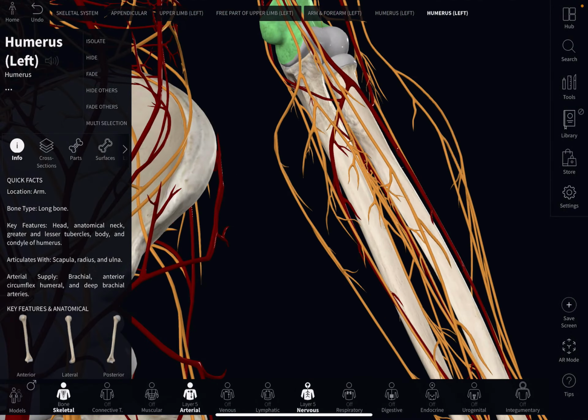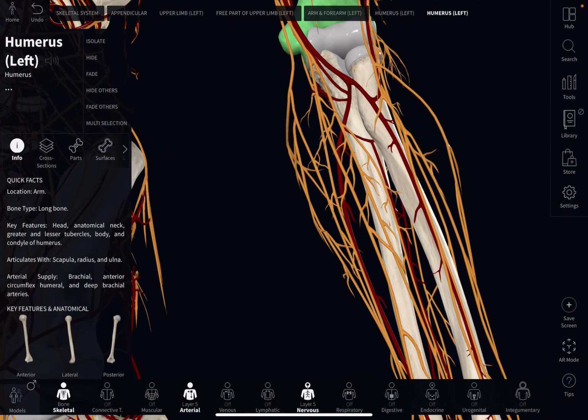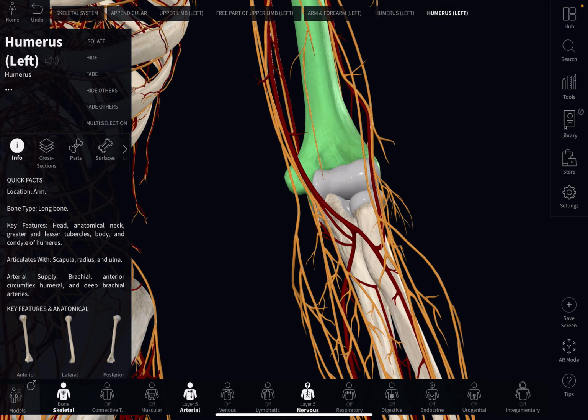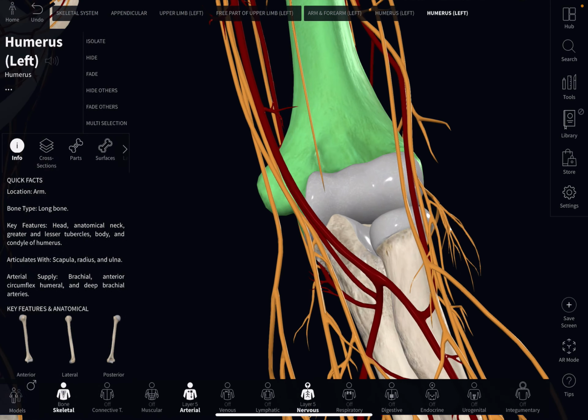Okay, right, so that's the story of the ulnar nerve. Does it give any branch in the arm? The ulnar nerve does not give any branch in the arm except the articular branches to the elbow joint. That's all the branches. Okay, and one more nerve, that's the radial nerve.